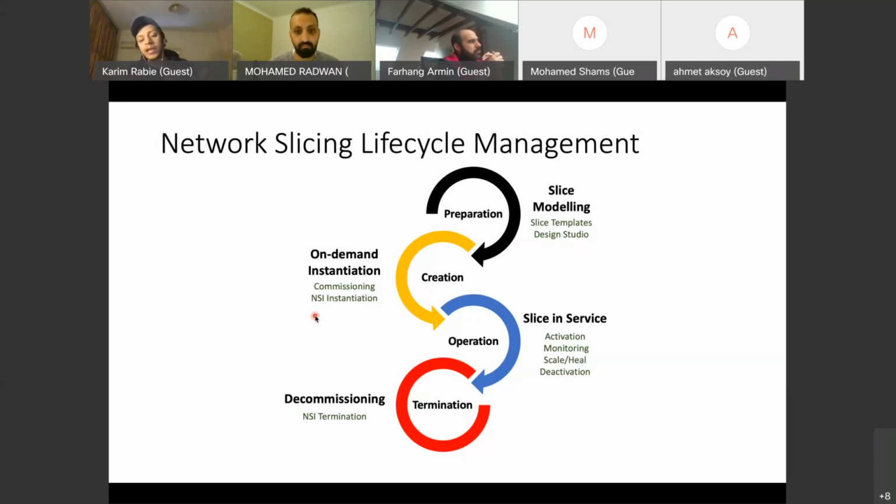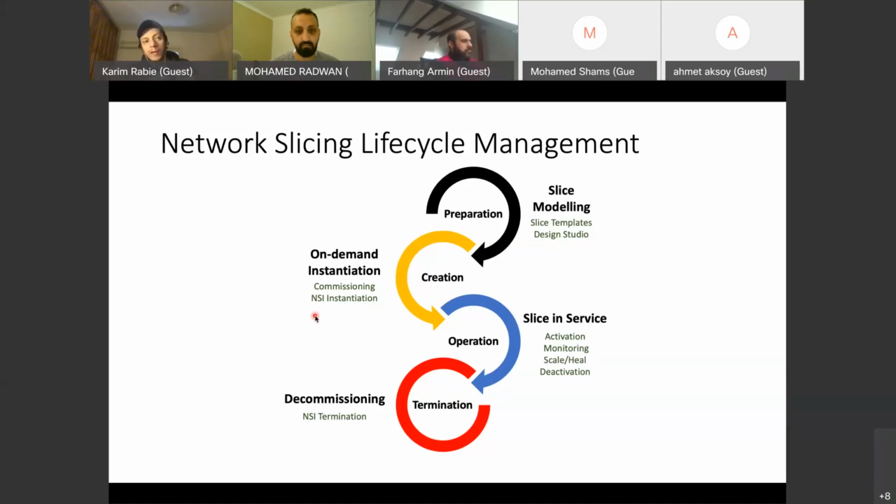And at the end, the termination. Because of the dynamic nature of the slice, it is on-demand instantiation and on-demand termination. So at any time, you need to be able to decommission the slice and free up the resources. To fulfill these four things, the vendors have a full solution that may consist of one or maybe two or three components.